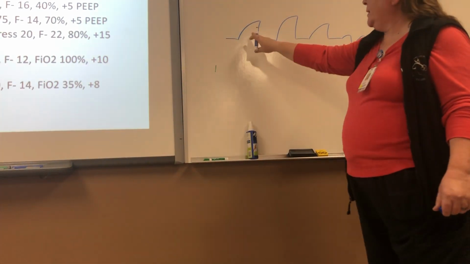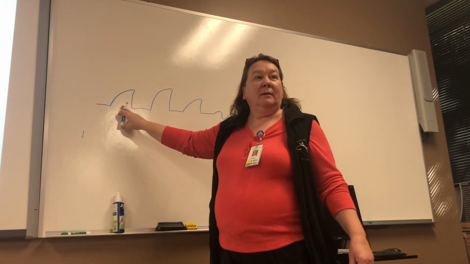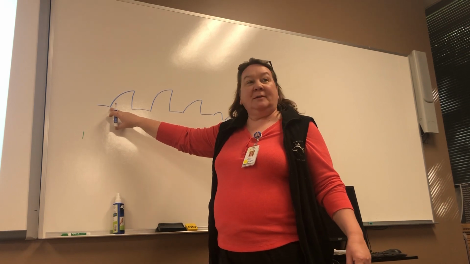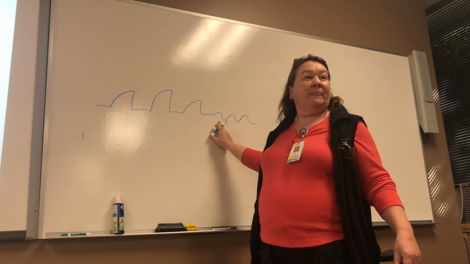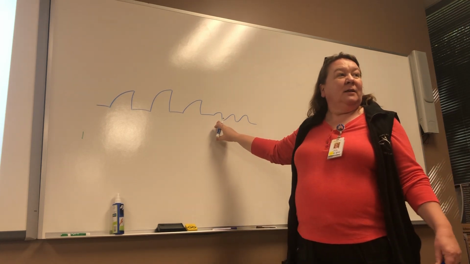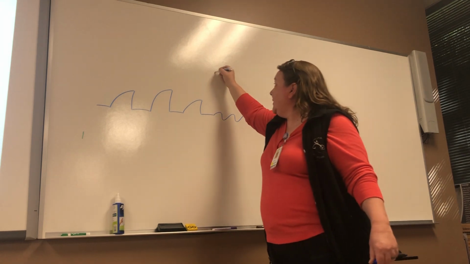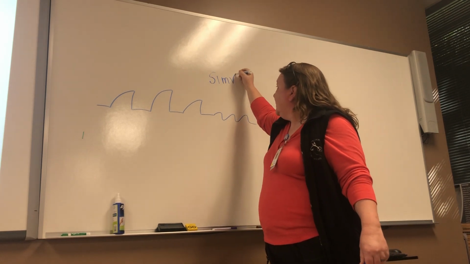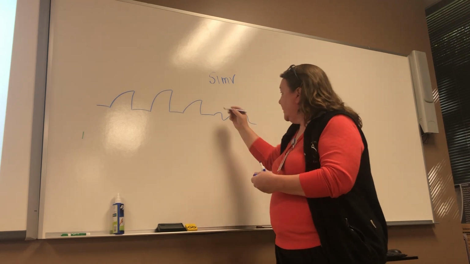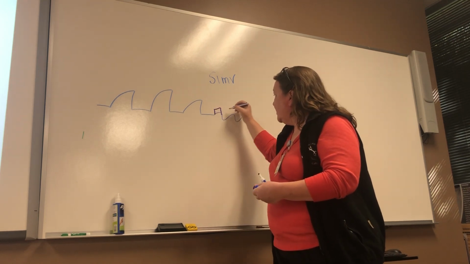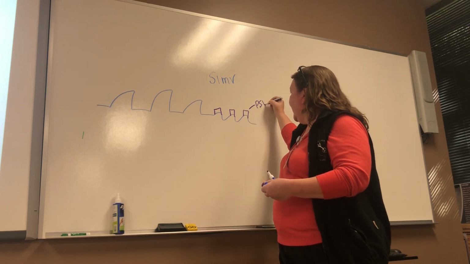What kind of breath is this? Mandatory. It's all positive, and it's big breaths. What kind of breath is this? Spontaneous. So this would be AC or SIMV? SIMV. This is the spontaneous, and then pressure support can be used to augment your spontaneous breaths. So that would be PSV.